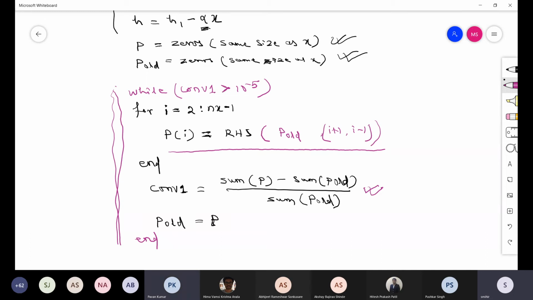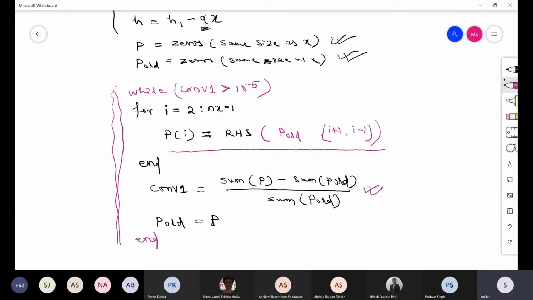Somebody is asking: you take sum of P minus sum of P old for convergence, but it should be for each point, right? Each point also you can take. It is time consuming, but taking it as a whole doesn't matter. Nowadays we have many floating points, so it's not a problem. Even it is better, as a whole you are reducing the error. You can try point to point matching, no problem. But this is better. Even if you take point to point matching, it will give the same answer.